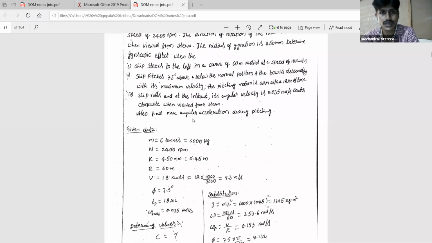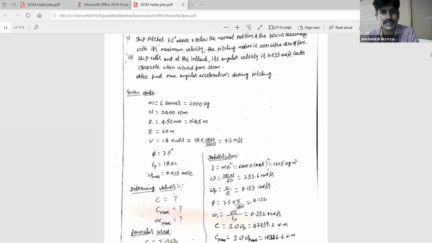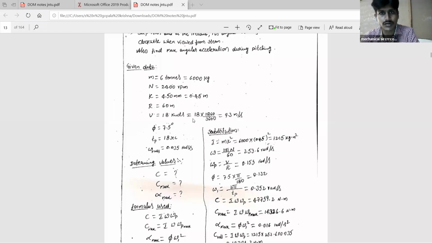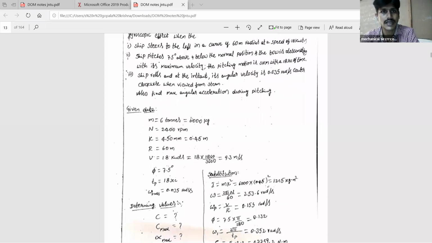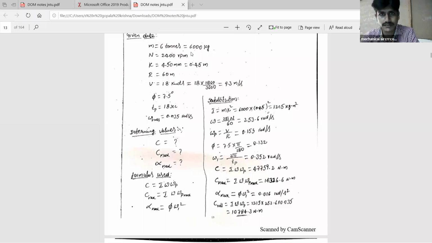So there are many values to determine in this problem. Now we will write our given data. Mass is 6 tons of rotor, that is 6000 kg, converted into kgs. Speed is 2400 rpm and radius of gyration is 450 mm, that means 0.45 meters.